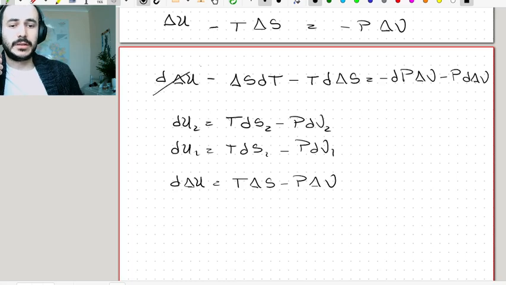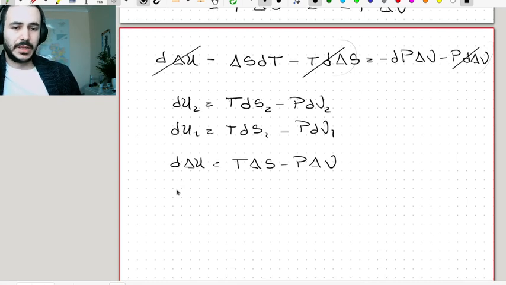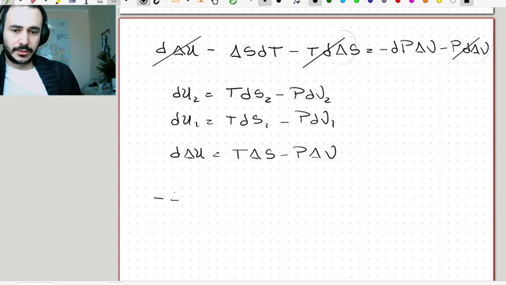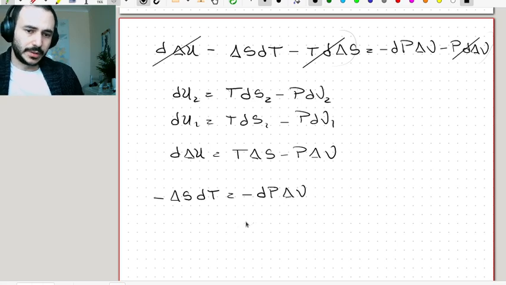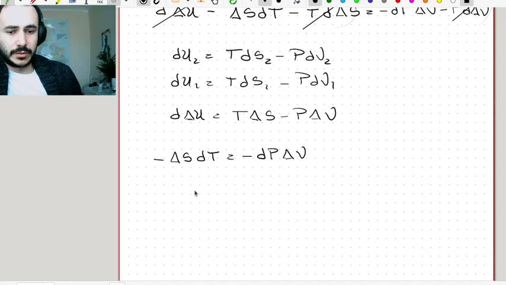So what I'm saying is that this differential is cancelled out by this and this one. They cancel out, because here you have this and that, if you put them together, is minus dU, so it cancels out. And what I'm left with is the other terms there, which is delta S dT equals dP delta V, with a minus sign here. And if you see, this is what we wanted, right? So what we wanted all along was dP divided by dT.